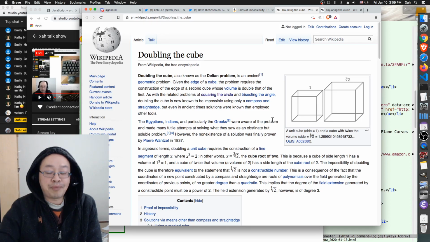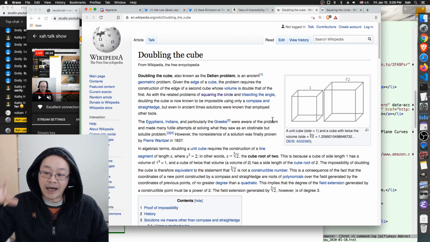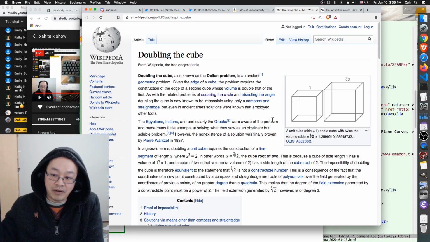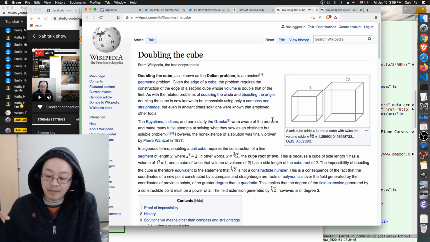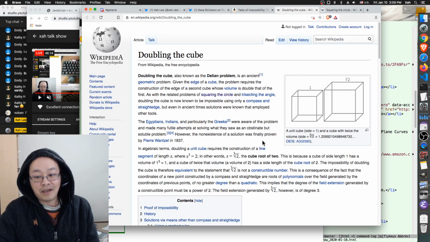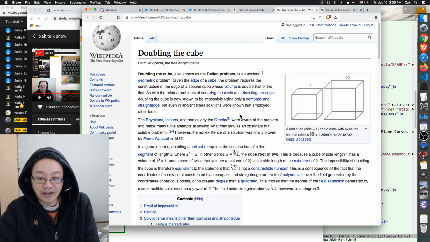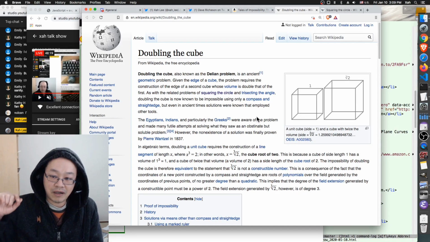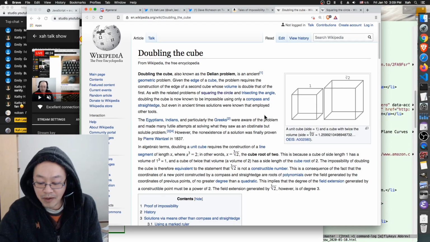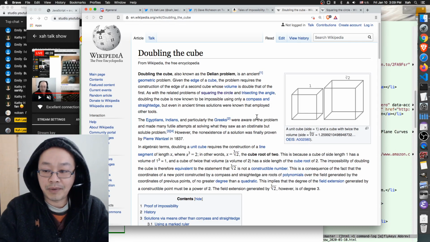So essentially, the problem is, given a length, like a number, you want to find another number such that that number cubed is equal to double the original number cubed. And the only tools allowed for this are the compass and straightedge, same thing as with trisecting the angle. So that's the doubling the cube problem.